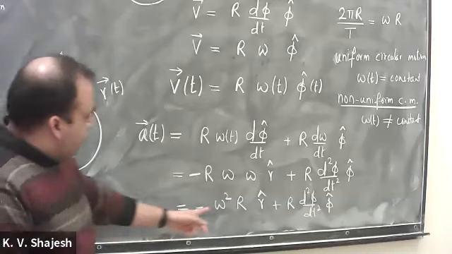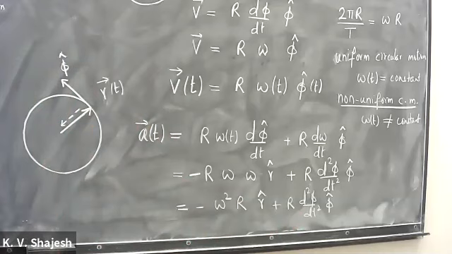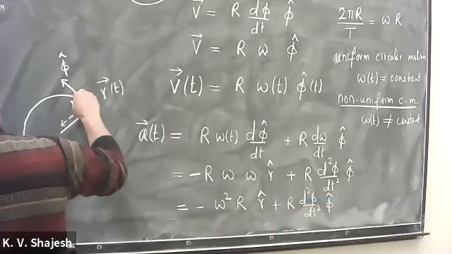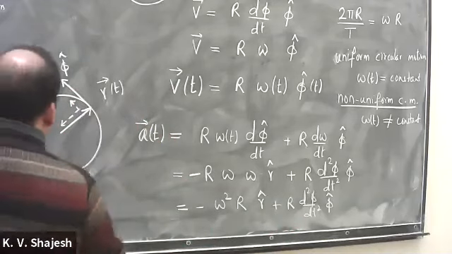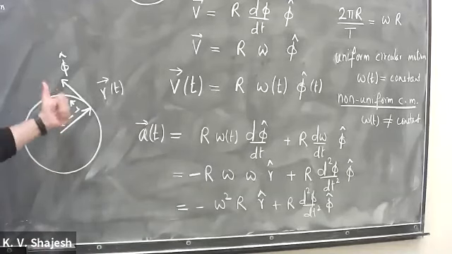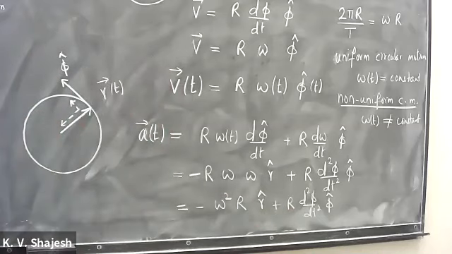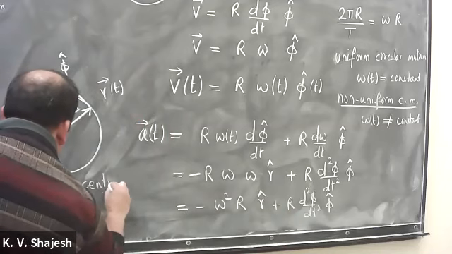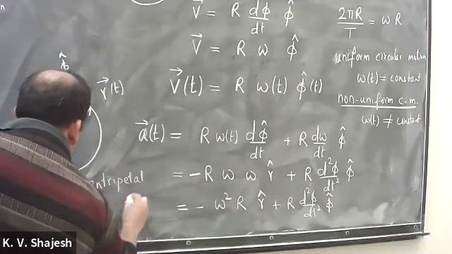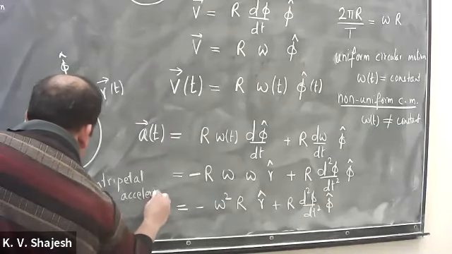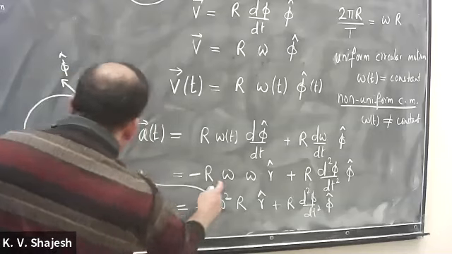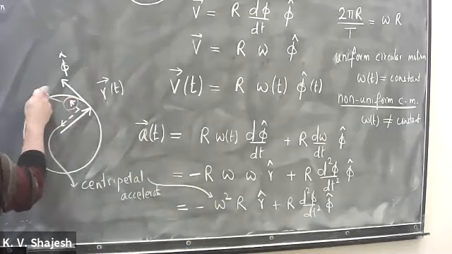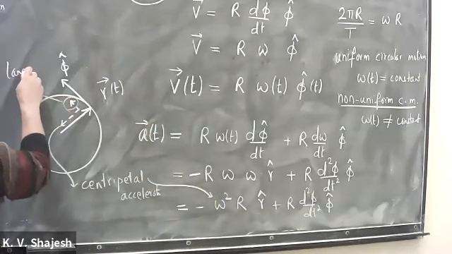But if it is not uniform circular motion, there could be a tangential acceleration also, and that could be in this direction. So the dotted lines represent acceleration. This vertical one, which is in the direction of phi hat, can get a contribution only if the motion is non-uniform. So this is centripetal acceleration, which is radially inward, which is also this quantity in here, and this piece here, that's your tangential acceleration.